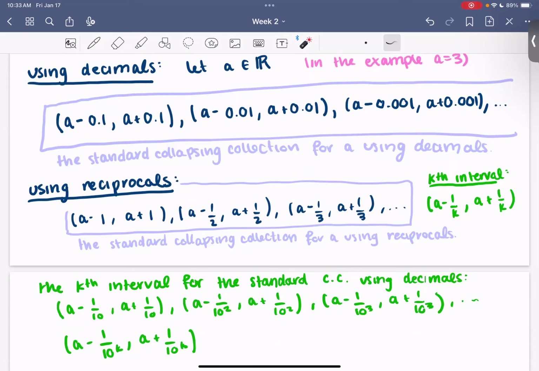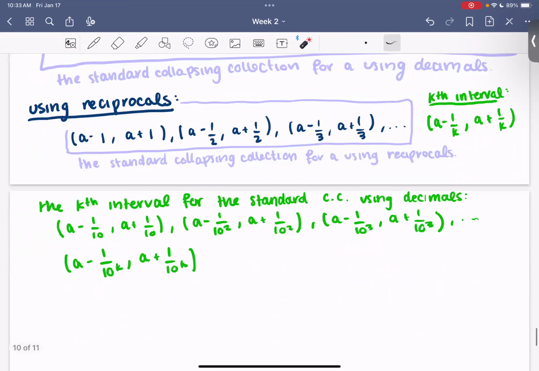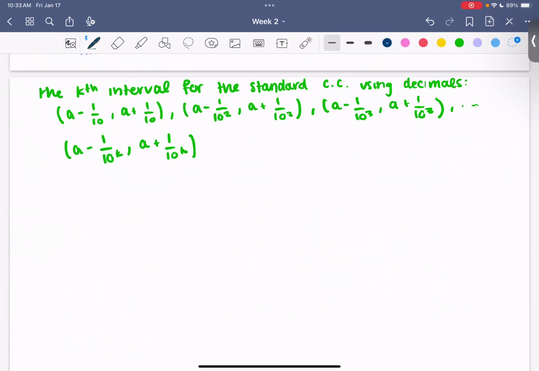Okay, so now we'll get to the issue that you raised earlier about the endpoints. Like, what if they're closed, or what if it's an infinite interval, things like that. So here are four types of collapsing collections.